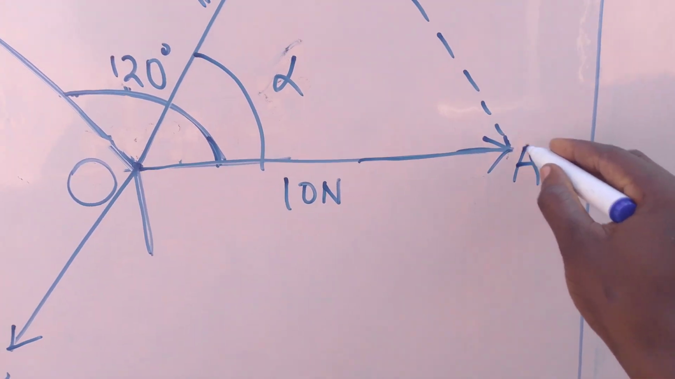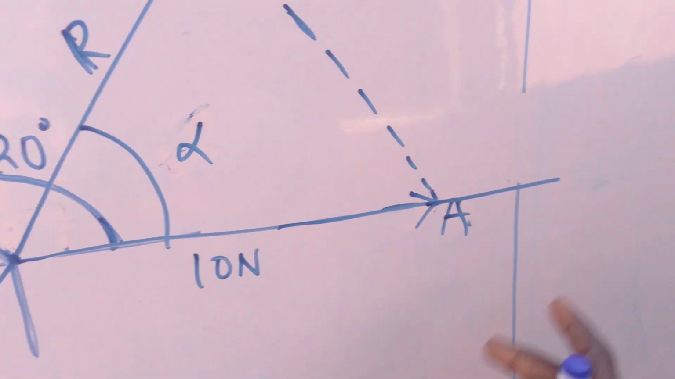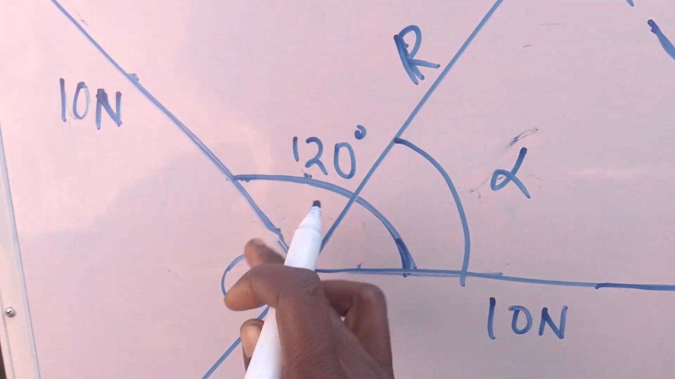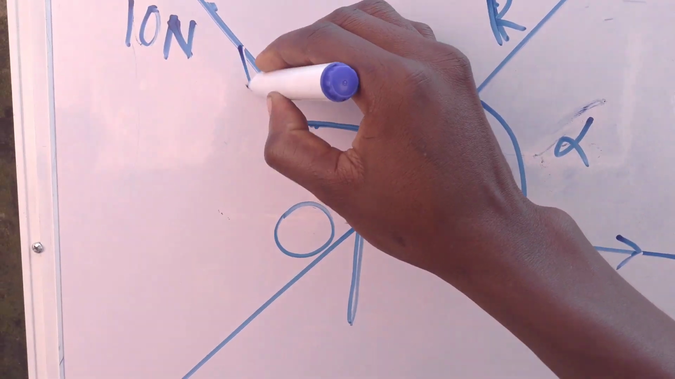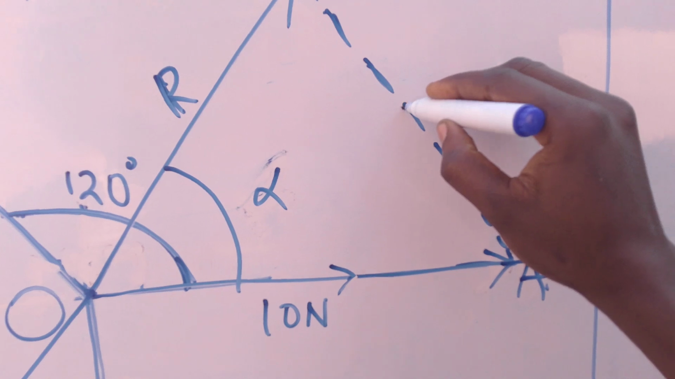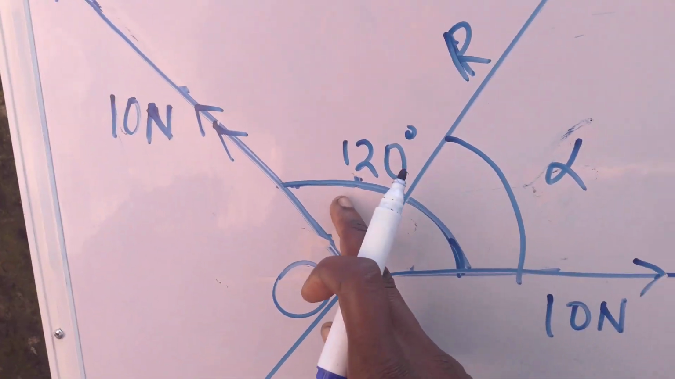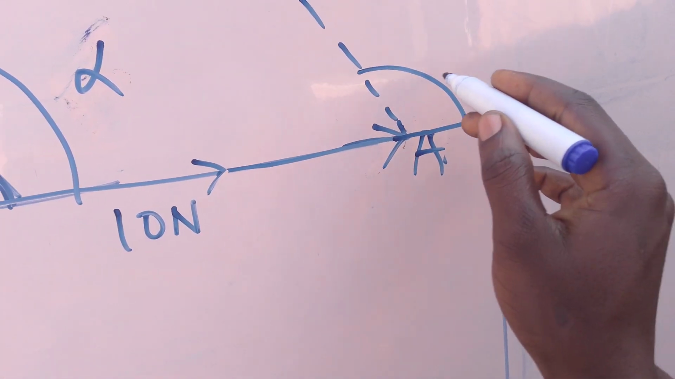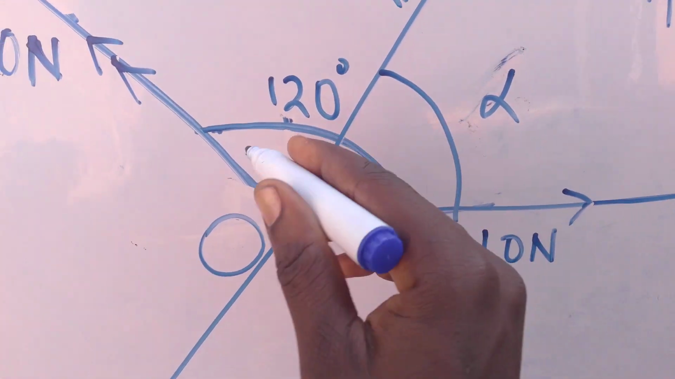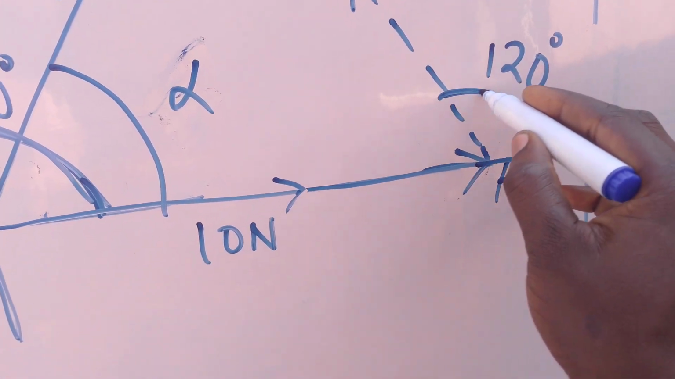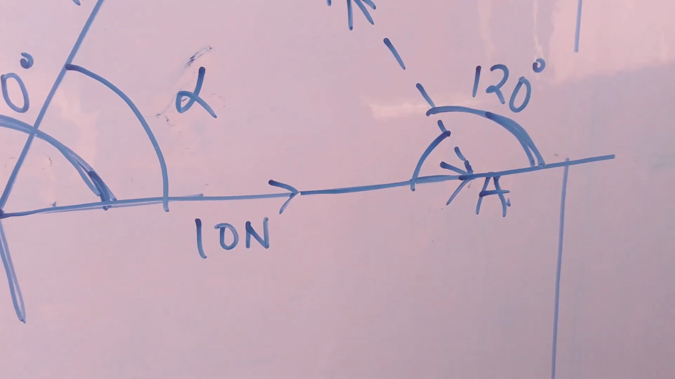All right. So if I extend this line, since this side is parallel to this side, and this side is parallel to this other side, this angle will also come out here. I mean, here is also 120 degrees. This angle corresponds to this angle. They are corresponding angles.